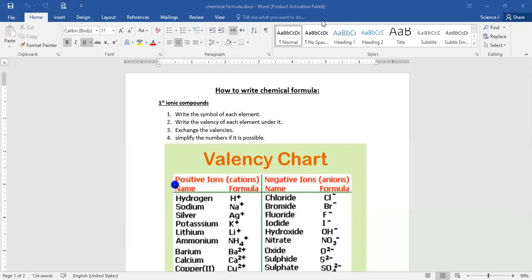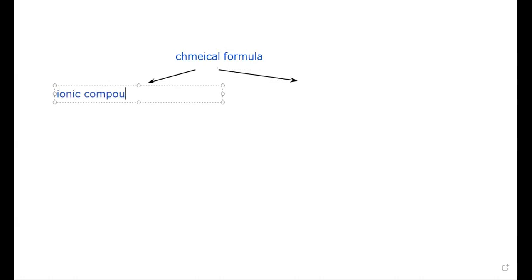First of all, we should know that we have two types of chemical formula, okay? So, we have two types of chemical formula, as we said. What are these two types? First of all, we have ionic chemical formulas, or ionic compounds. And the other one is covalent compounds.